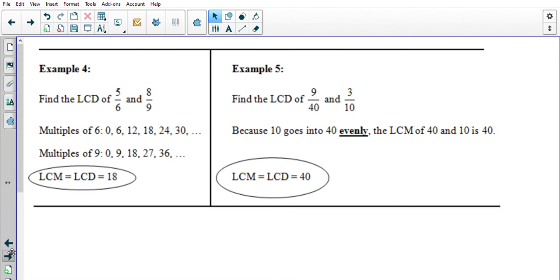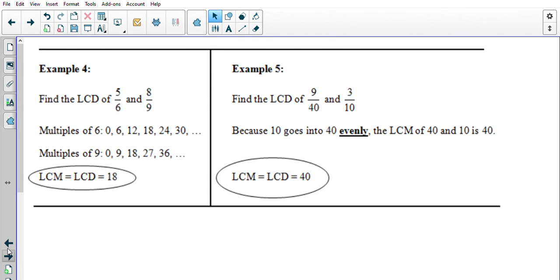All right, I have two additional examples, 4 and 5. I just want to look at the 6 and the 9. The least common multiple of 6 and 9 is 18. Now, if you were thinking 54, that's a common denominator. It's just not the least common denominator. So you can probably think of some other options, but in this case, the least common denominator to use would be 18. And then in example 5, we have 9/40 and 3/10.